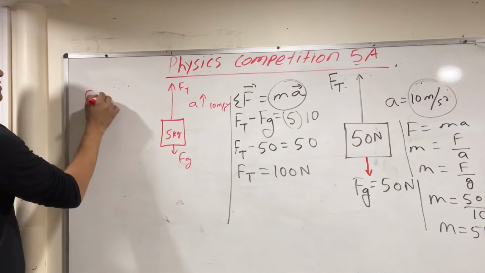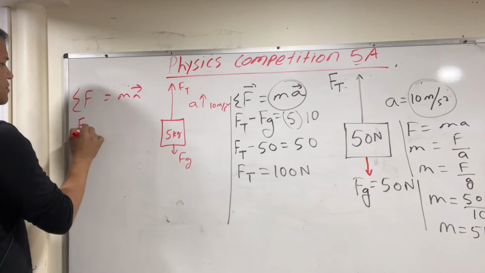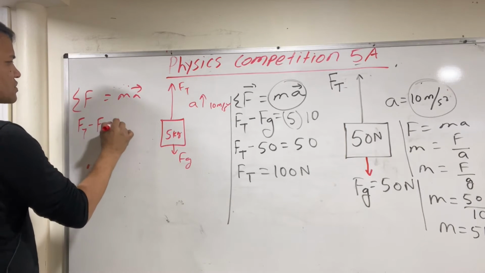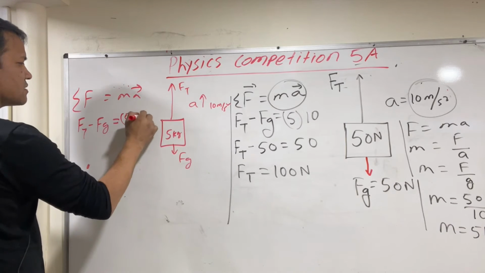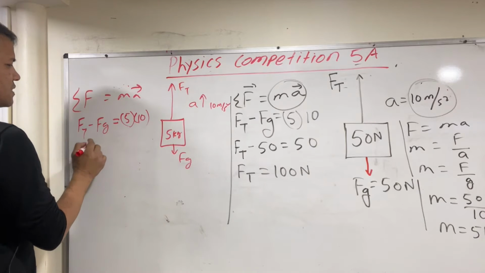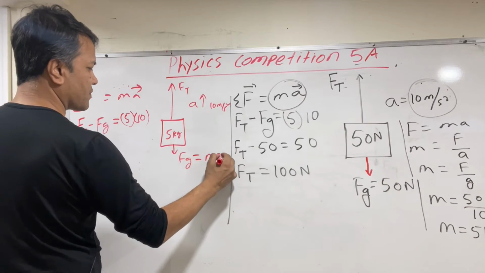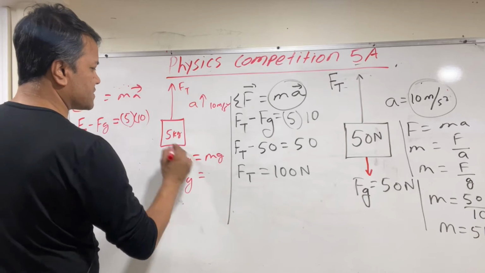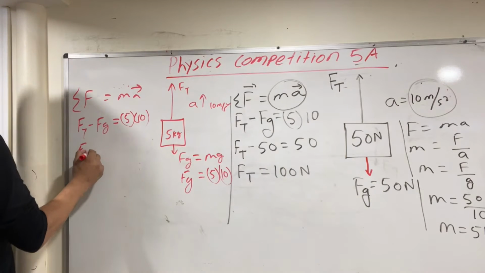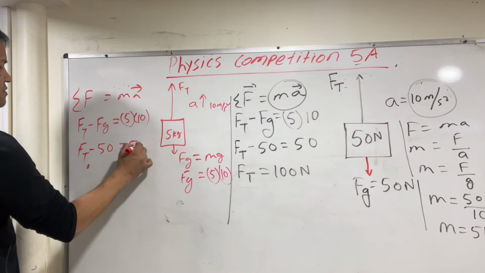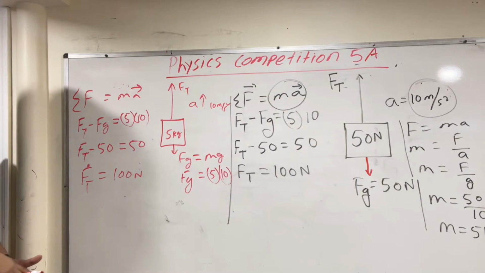So again, F is equal to ma, all the forces, what are they? Ft minus Fg is equal to m is 5, a is 10. All right, so Fg is, of course, mg, m is 5, g is 10. So 50. So Ft minus 50 is equal to 50. So Ft is 100 Newton. So that's problem number 2.